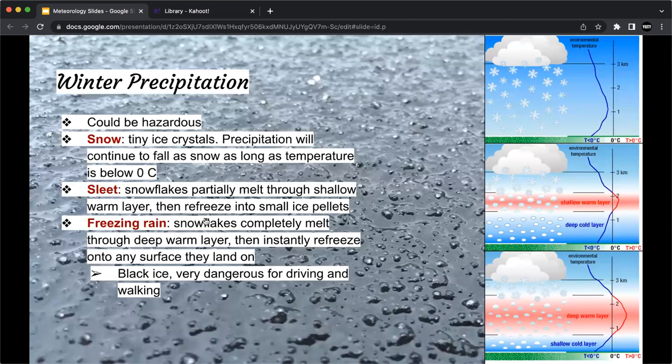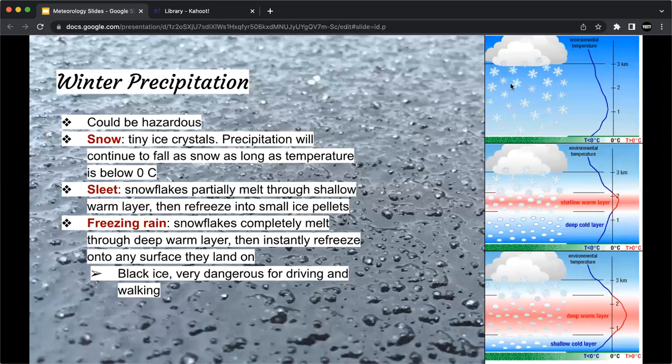Over here we have the winter precipitation, and these will come in the winter storms. So first we have snow. I'm sure you all know what snow is. These are just tiny ice crystals.